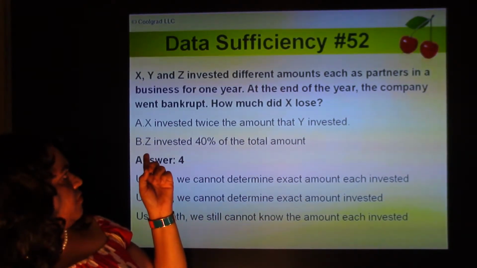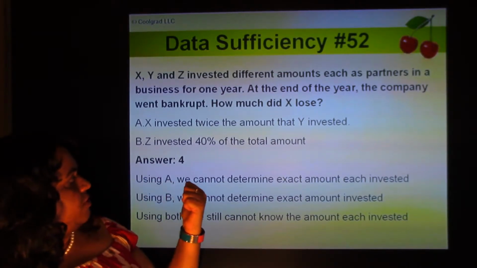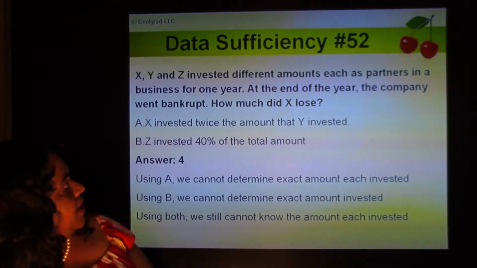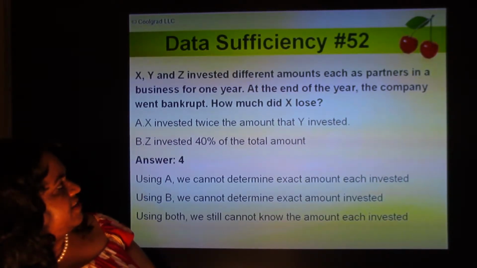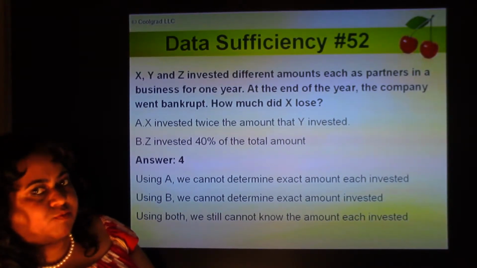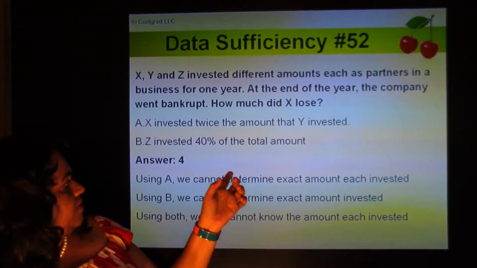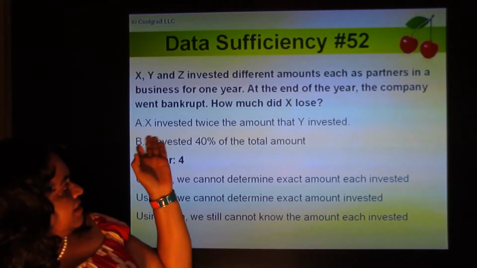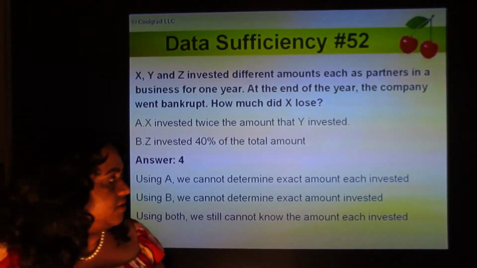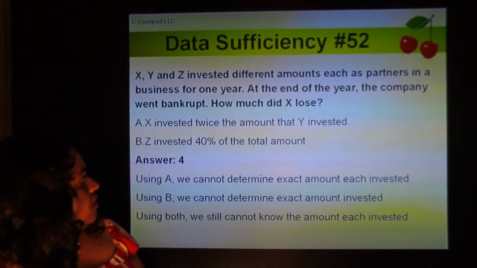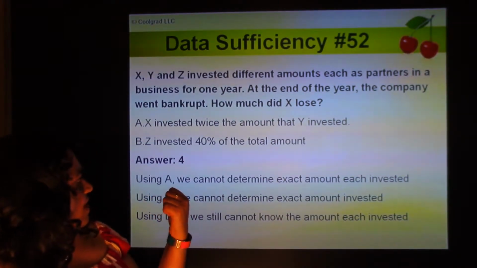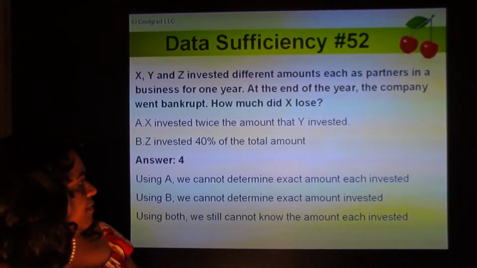So using statement A alone, X invested twice the amount that Y invested, okay? So X, Y, and Z invested different amounts as partners for 1 year. At the end of the year, the company went bankrupt. How much did X lose? So X invested twice the amount Y invested. We don't know how much Z invested. So how much did X lose? We can't determine that.